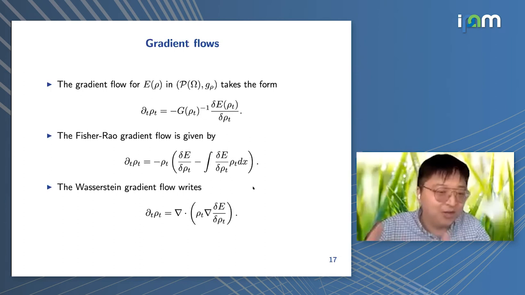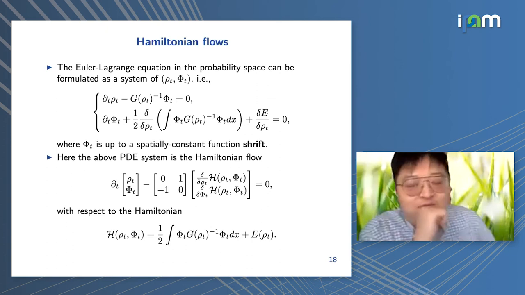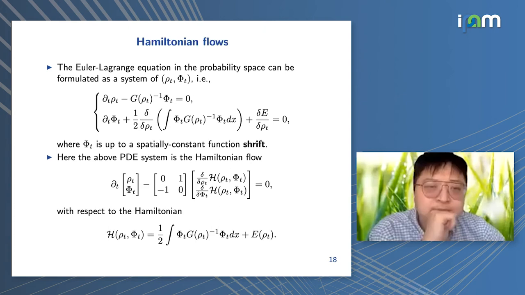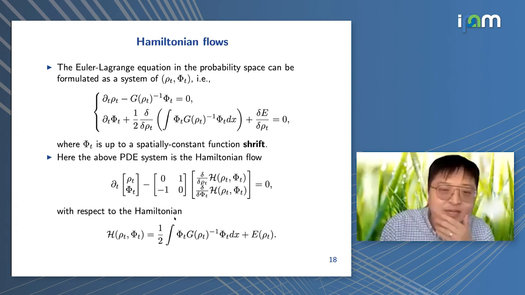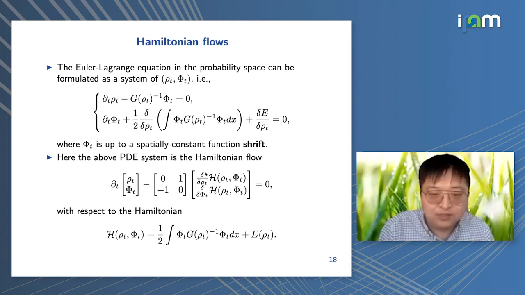That's something else. Now today let's work on Hamiltonian flows. Let's stay with the classical probability space. Here, the Euler-Lagrange equation in probability space can be formulated into the following system. For any Hamiltonian structure, you can write the following. Let me look at the bottom side first, then we talk about the top side. You consider the Hamiltonian, you do this matrix 0, 1, negative 1, 0, and instead of working on the Euclidean gradient, you work on the L2 gradient.